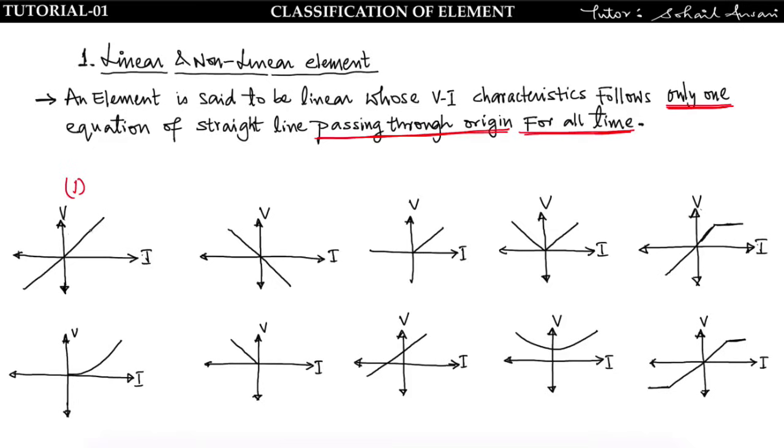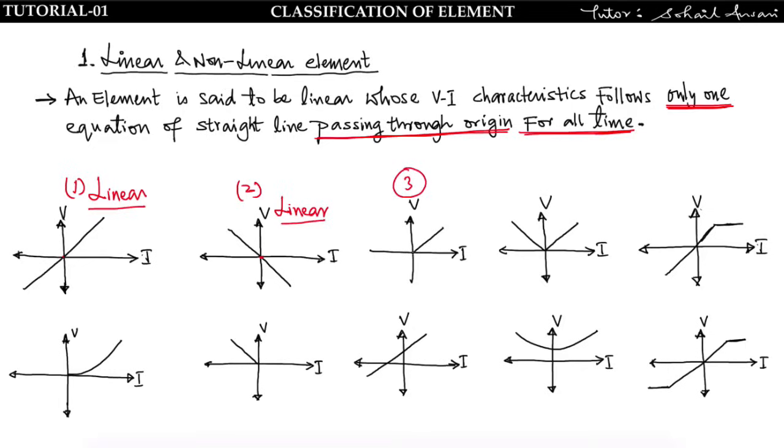See, this is following only one equation of a straight line. Also it is passing through origin and it is following the equation of a straight line for all time. It is never a constant value. So this is linear. Let's move to the second. This is also following the equation of a straight line which is passing through origin and for all time. It is not constant for any value of voltage or current. That means it is also linear.